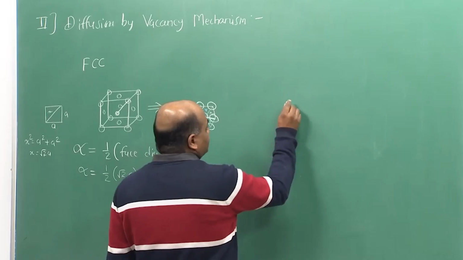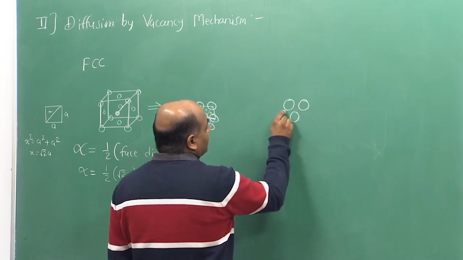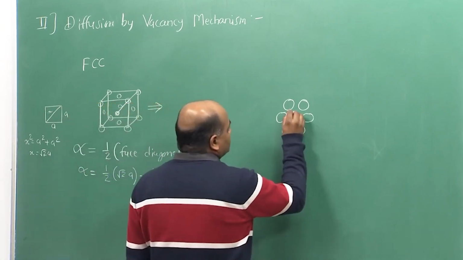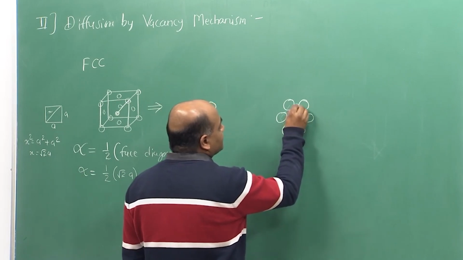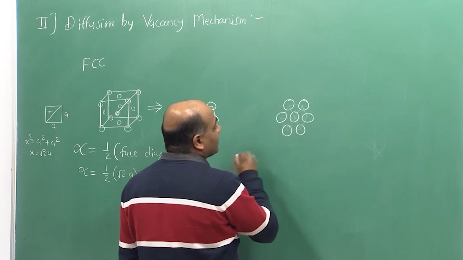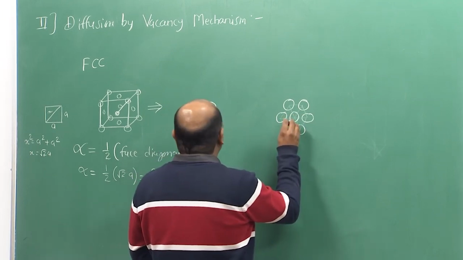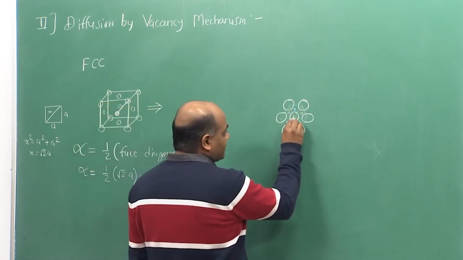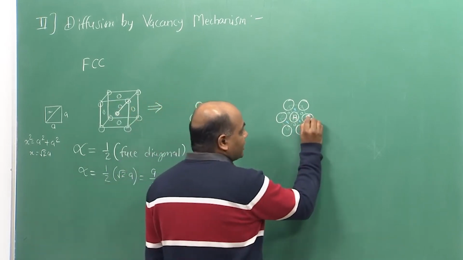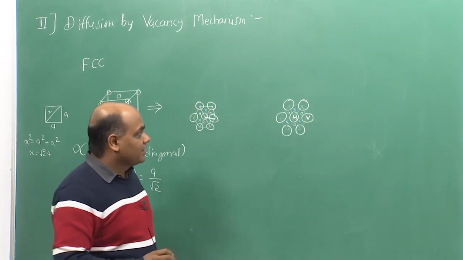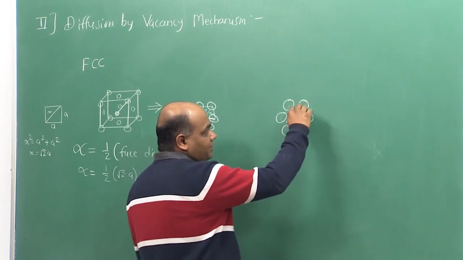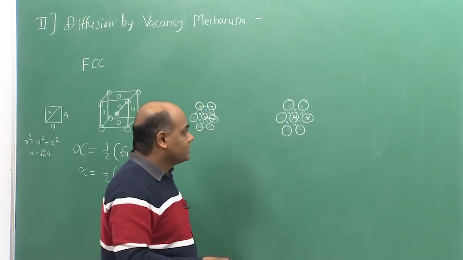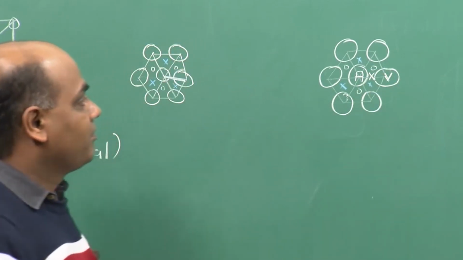Where will be the saddle point? If we draw this again, if this atom A at the center has to diffuse onto the next site, let us denote this by V, which is vacant. We can see that these two atoms have to be pushed apart. Similarly, there is one atom on top and one atom at the bottom, which also have to be pulled apart. So, the saddle point would be somewhere in between.